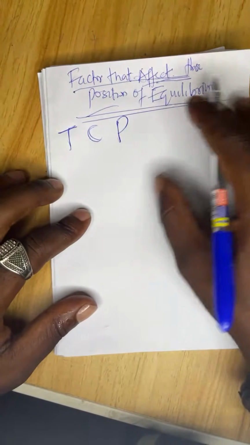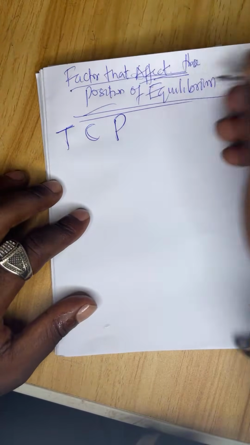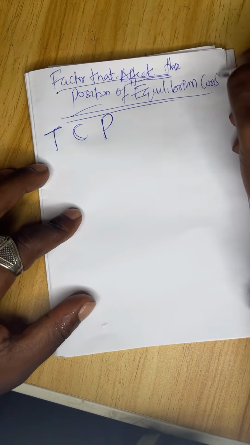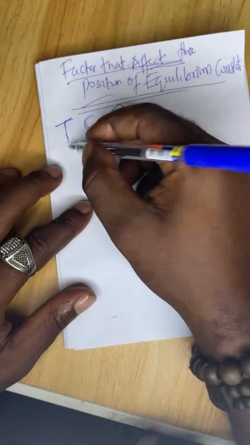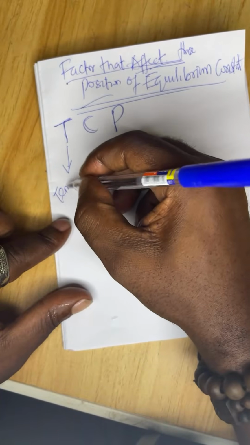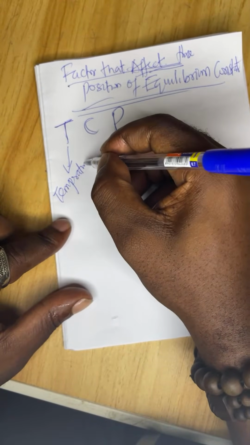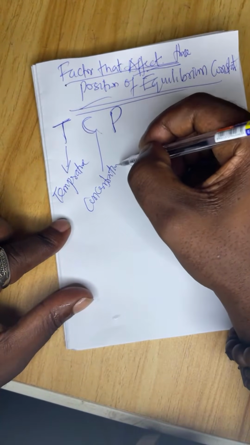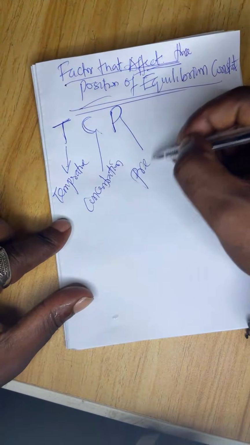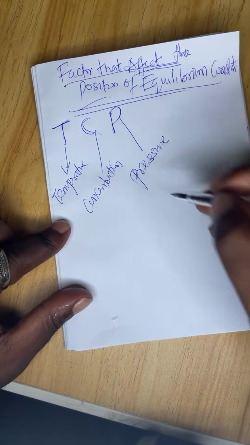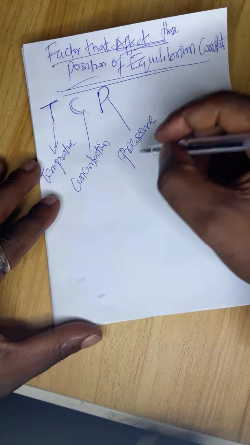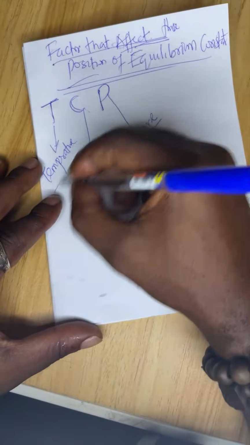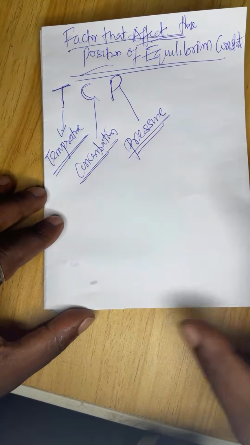Okay. Now, they are just TCP. What do I mean? They are just three factors that affect the position of equilibrium constant. What are they? T, which means temperature. C means concentration. And P means pressure. These are just the factors. Good, John. Thank you for reading it. Bless up. These are just the factors.